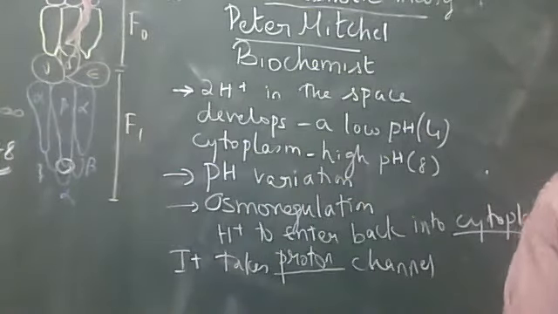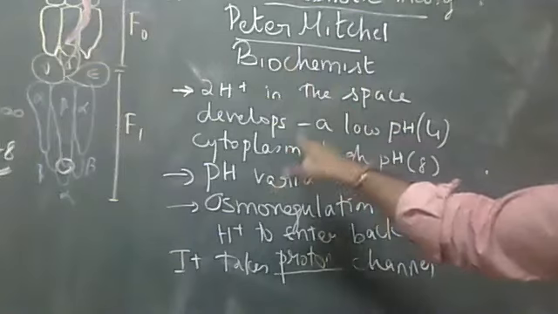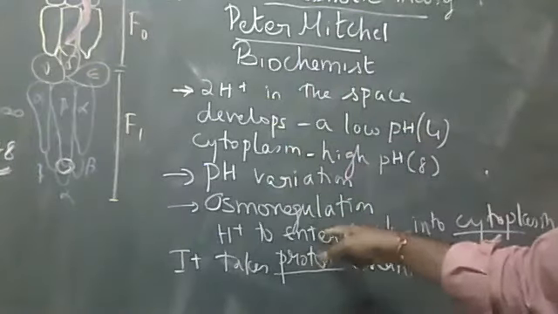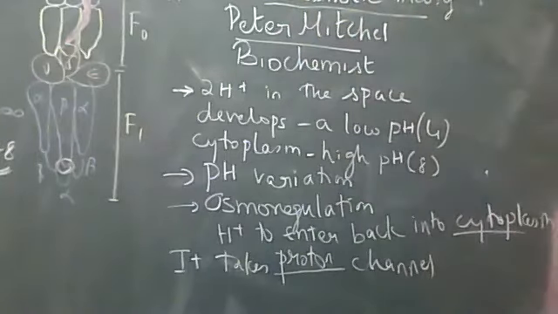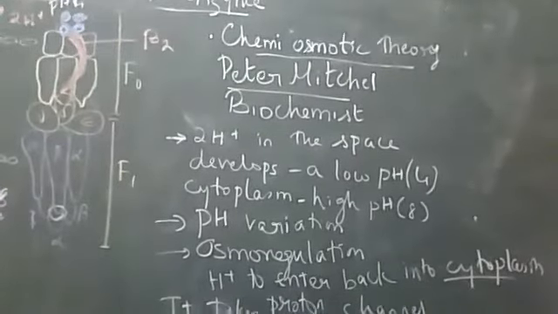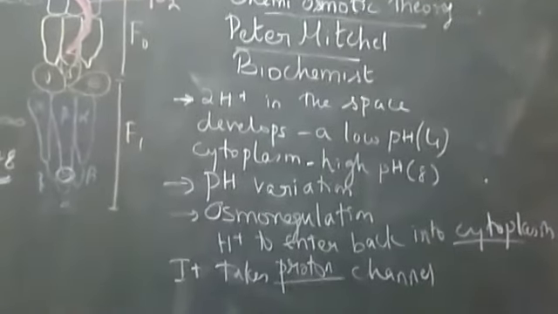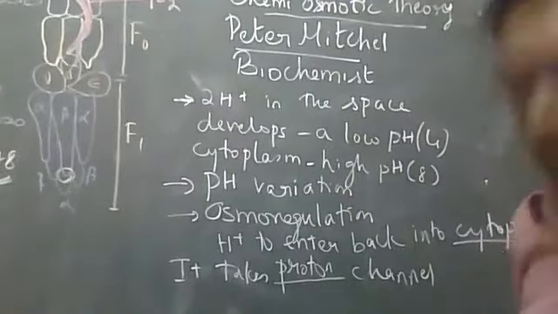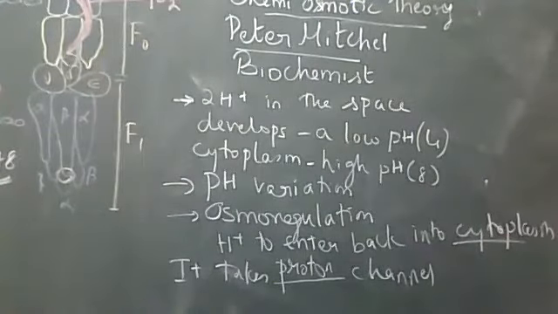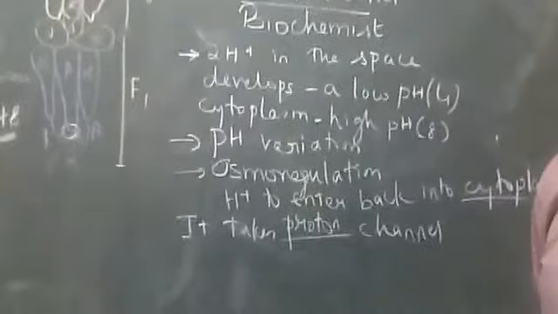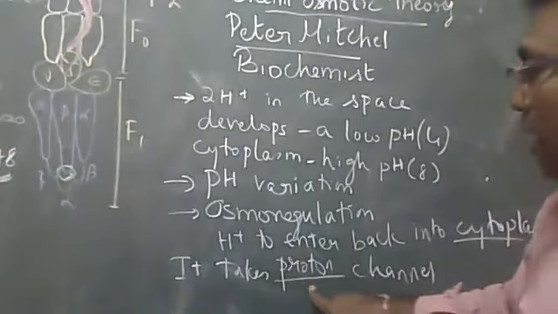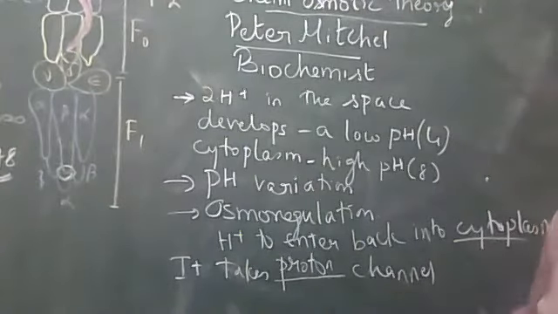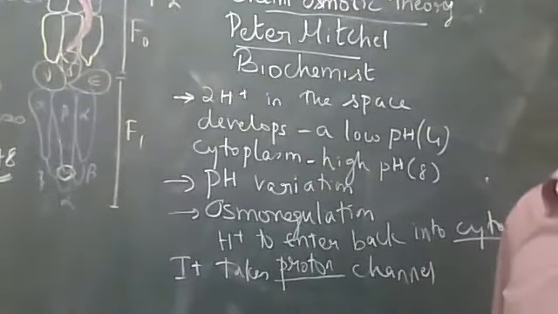Yes, sir. pH variation will be there. The pH has to be regulated. This concept all relatively is called the chemiosmotic theory. Who gave the chemiosmotic theory? Peter Mitchell. Okay. So, the proton channel is very important here. The ATP synthesis channel is otherwise called the proton channel.